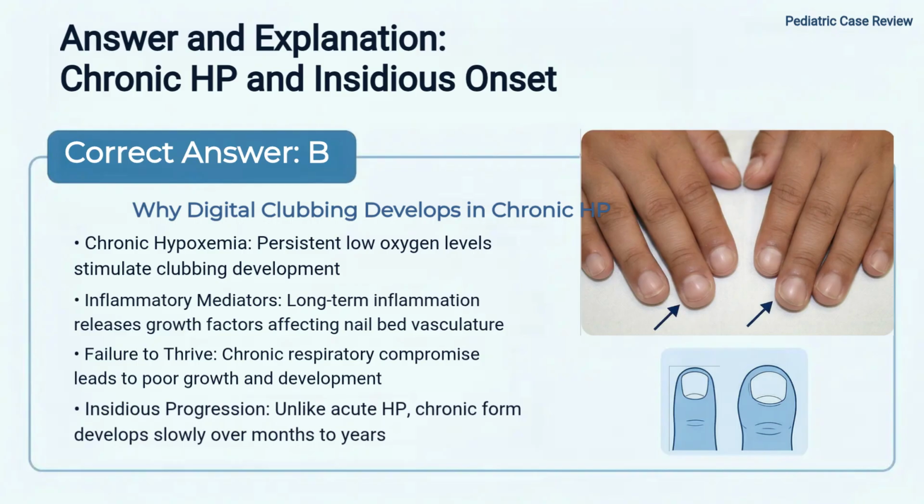Chronic hypersensitivity pneumonitis develops insidiously over months to years and is distinguished by its irreversible fibrotic changes. Digital clubbing in this child develops due to several mechanisms. First, chronic hypoxemia from persistent low oxygen levels stimulates clubbing development. Second, long-term inflammation releases growth factors that affect nail bed vasculature. Third, chronic respiratory compromise leads to poor growth and development, causing failure to thrive. Unlike acute hypersensitivity pneumonitis, the chronic form progresses slowly and may not be recognized until significant lung damage has occurred.